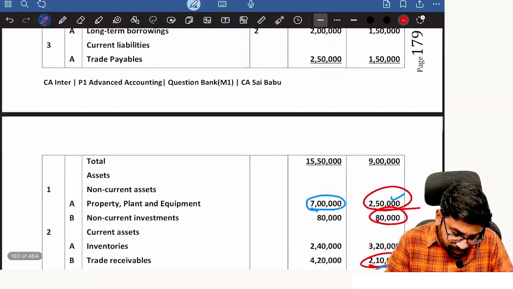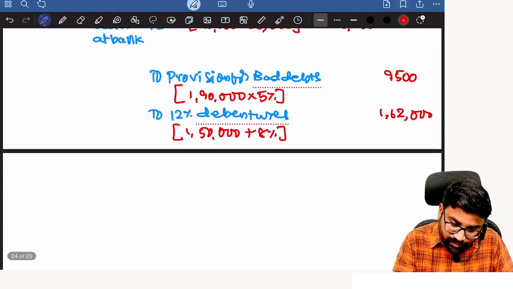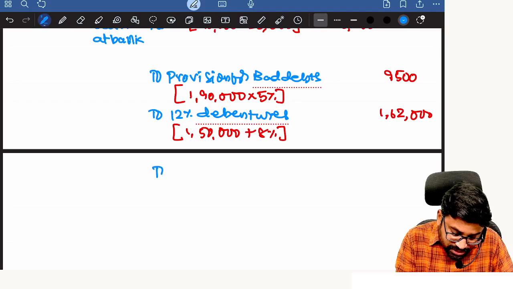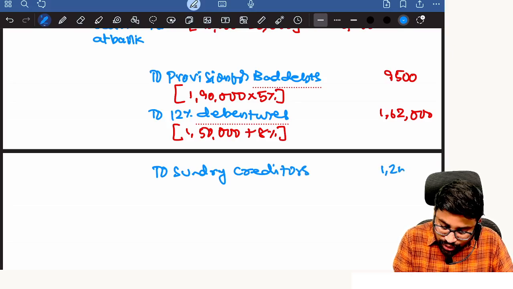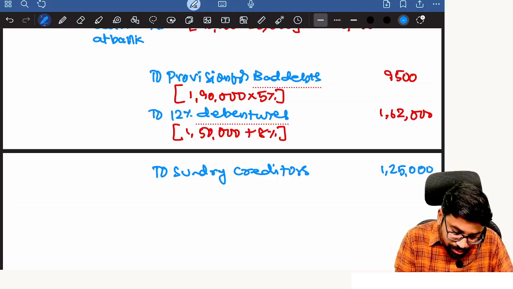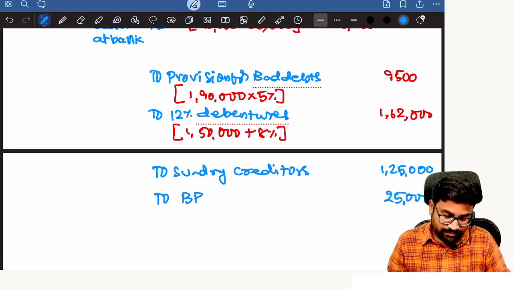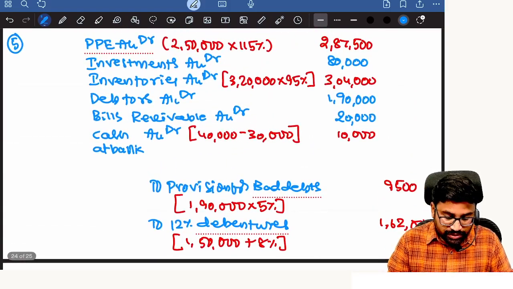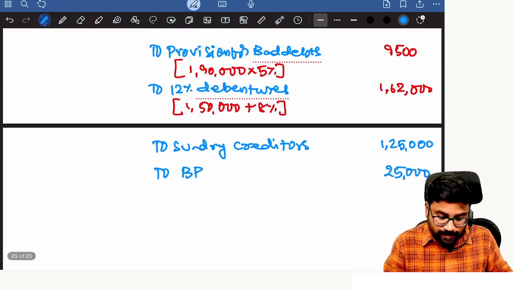Next, trade payables 1,50,000, but breakup given. Sundry creditors. How much sundry creditors? 1,25,000. Bills payable. How much? 25,000. So I think I have written all assets as well as liabilities.